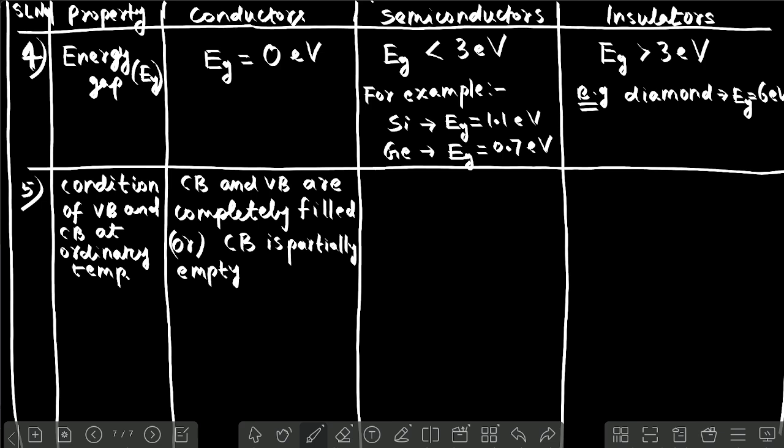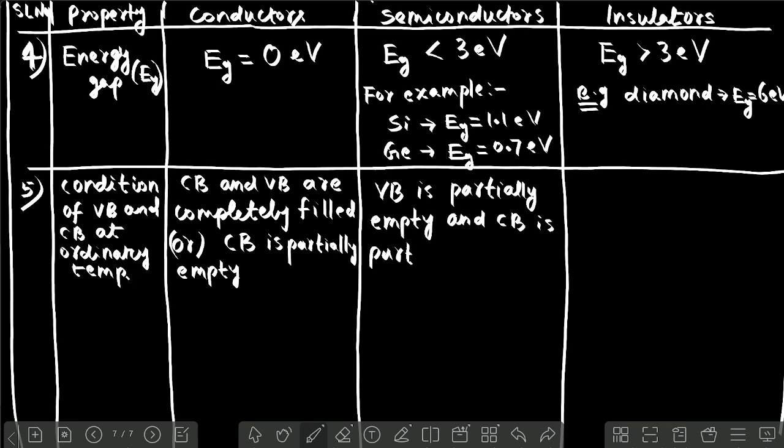Next, for a semiconductor, listen, valence band partially empty, conduction band partially filled, right? Valence band is partially empty and conduction band is partially filled. Because of temperature, electrons will get energy and they will go to the conduction band, partially empty.